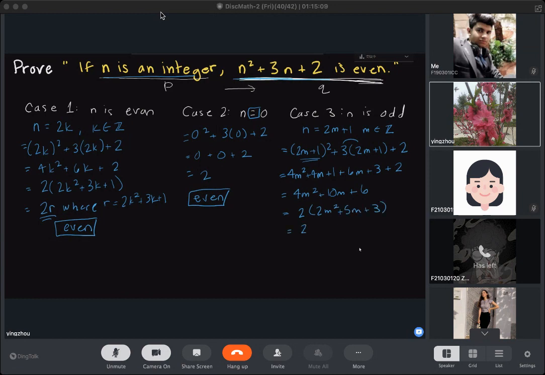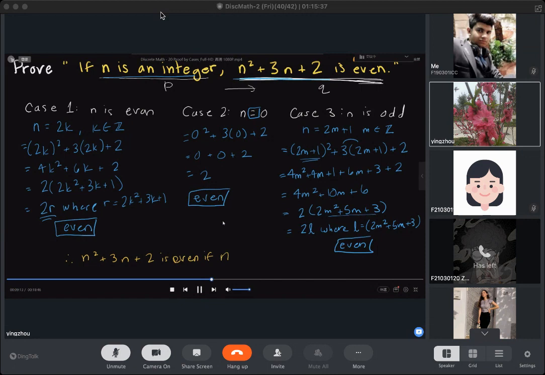And again, I can say all of this stuff is equal to, say, L, where L is equal to everything I had in there, 2m squared plus 5m plus 3, which is even. And again, then I just summarize. Therefore, n squared plus 3n plus 2 is even if n is an integer. Or, of course, you could say if n is an integer, then n squared plus 3n plus 2 is even. You get the idea? It's the same thing.